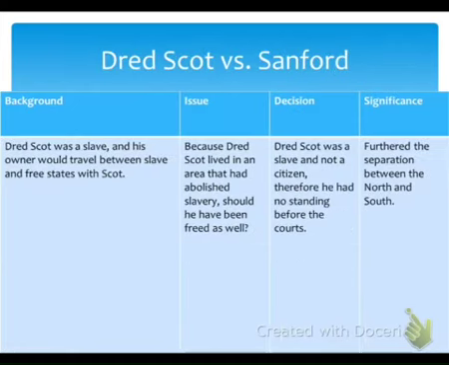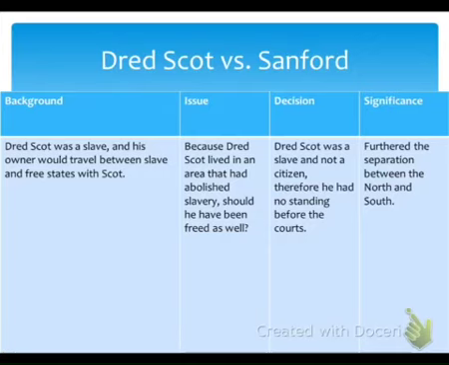And then we had Dred Scott versus Sanford. Remember, Dred Scott was a slave, and his owner would travel between slave and free states with him. The issue here was, because Dred Scott lived in an area that had abolished slavery, should he have been freed as well? The decision was Dred Scott was a slave and not a citizen.